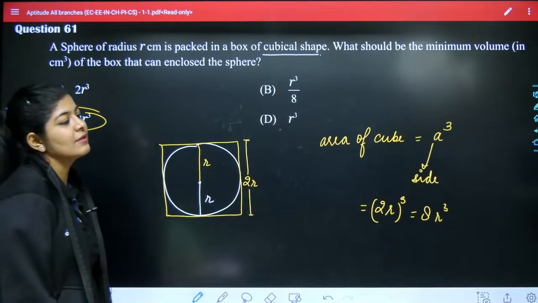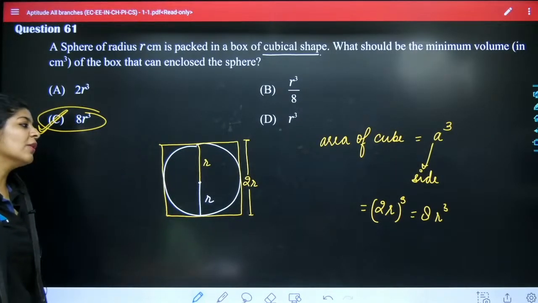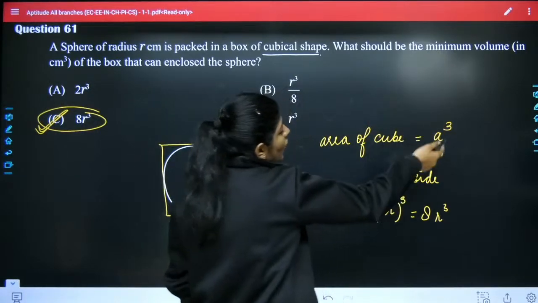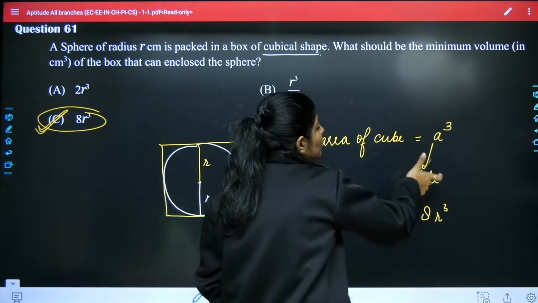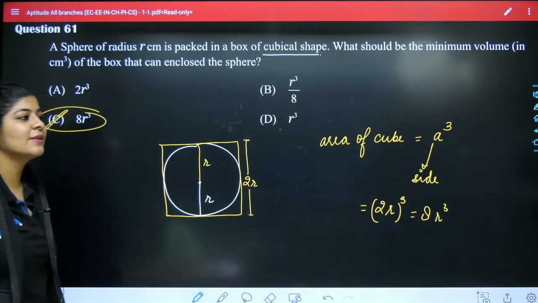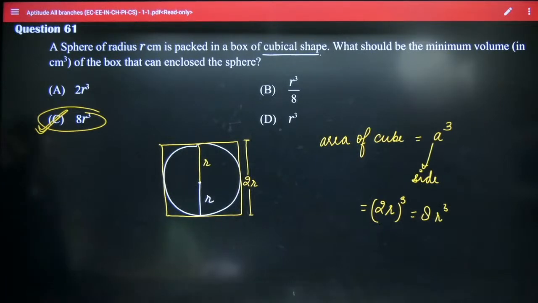This is a very easy question. We only need to calculate the area of cube here, and that equals a cube. Now we need to put the value of the side, and after that we will get our answer. Okay, now let's move to the next question.